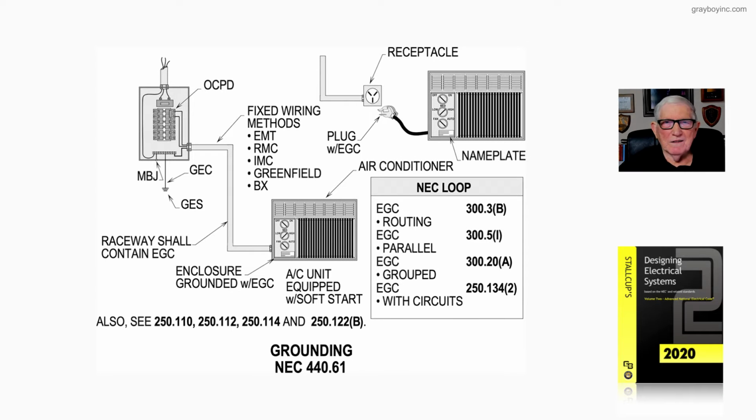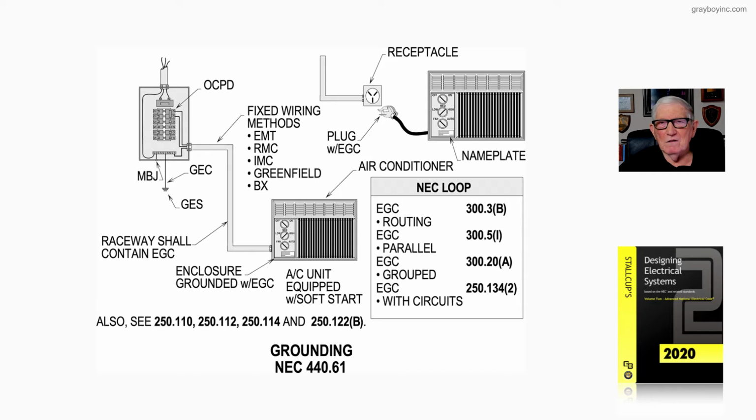Now this figure 19-23 deals with grounding, mainly in accordance with NEC 440.61, where your cord and plug connector unit is shown in the illustration or hardwired. Now notice the NEC loop is important. The routing of the equipment ground with your phase conductors and neutral if involved, 300.3(B).